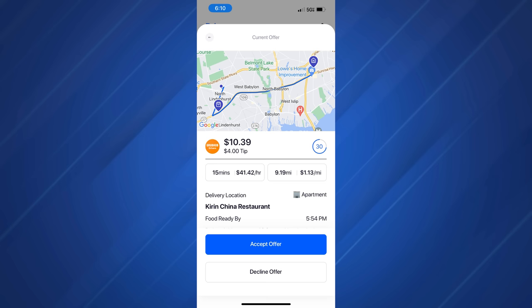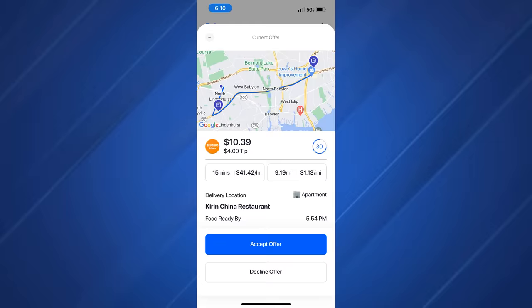Make sure I turn my sound on so we can hear the Uber Eats sounds. Oh, Grubhub. Okay, so already we got a Para. This is a good one. $1.13 per mile. We're going 9.19 miles. $10.39 for our Kirin China restaurant. We're doing it because Para is telling us what orders we're taking. I know, it's terrible.